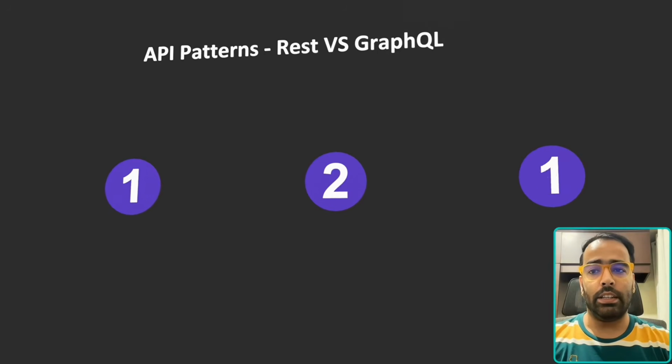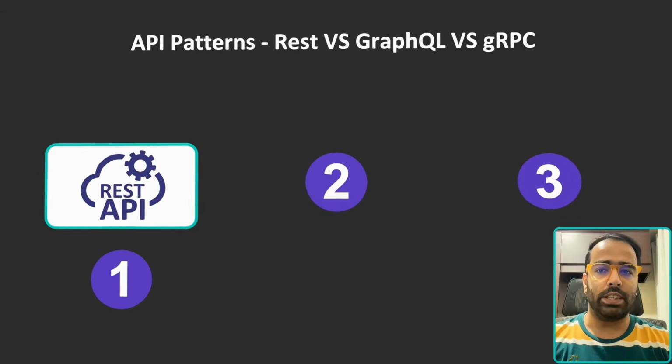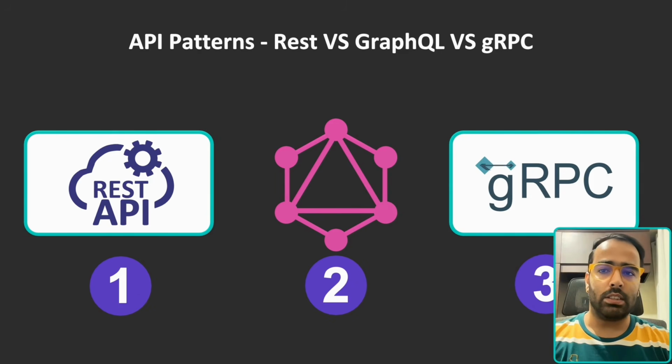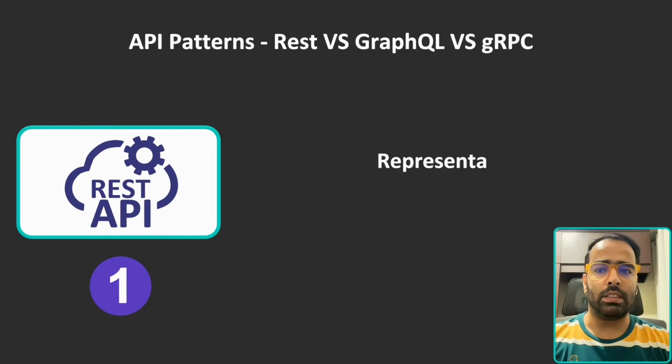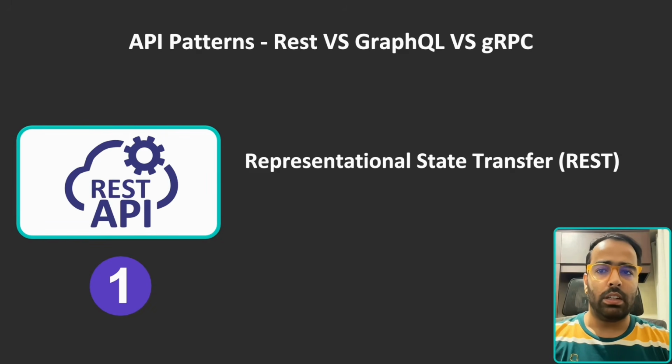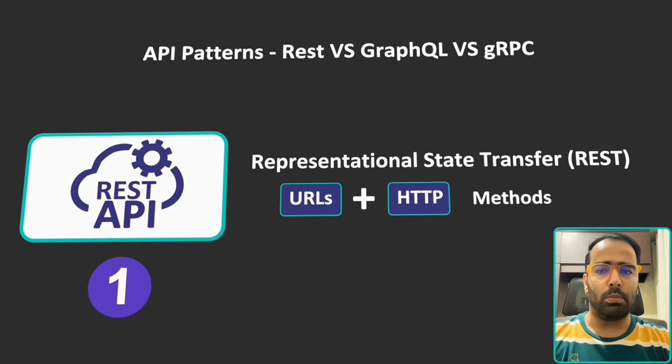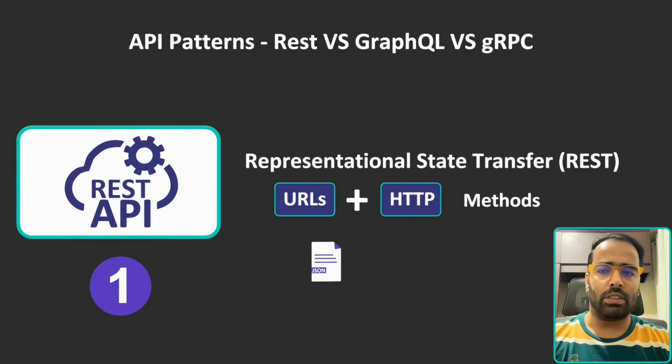At a high level, we have three different API patterns. First one is REST, second one is GraphQL, and third one is gRPC. Let's discuss it one by one. So REST simply means representational state transfer, and REST is basically not a framework or a library, it's an architectural style, and it uses URLs and HTTP methods, and it supports multiple data formats like JSON and XML, but JSON is being used widely these days.